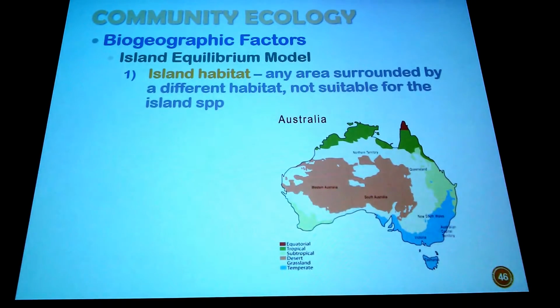Island habitat. Any area surrounded by a different habitat not suitable for the island species. If you're terrestrial and you're surrounded by water, you're stuck on the island. Okay? And especially if it's an island with not much access to the mainland, at least not close.